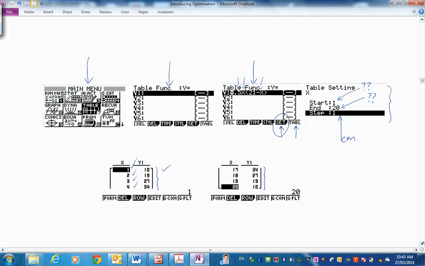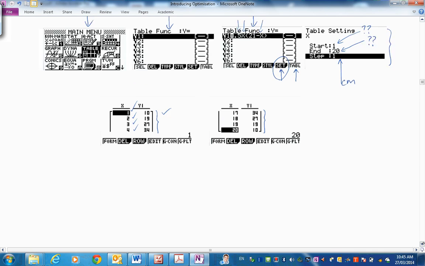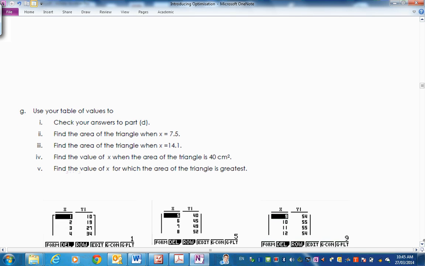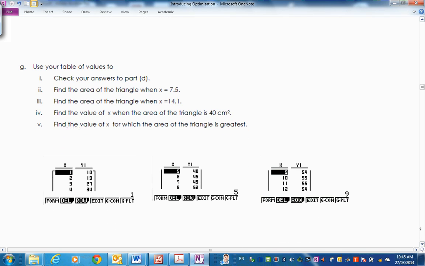All right, let's go down and see what they've asked us to do with our table. Okay, use your table of values to check your answers to part D. Okay, well, hang on. Have I got it here? What was the first one? 6? Yep. And then we chopped off, what was the next one? 12, I think. Yep, and I haven't gone far enough. You can go down to chopping off 18. And yes, I agree.